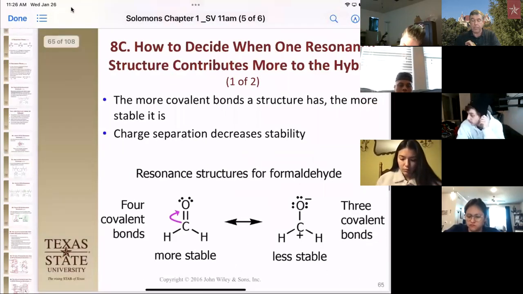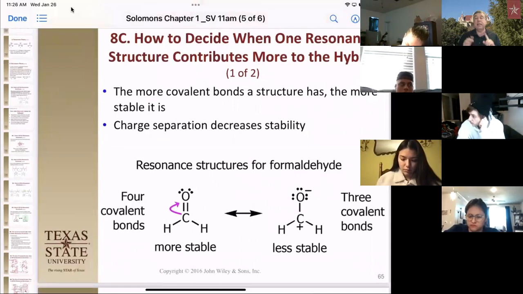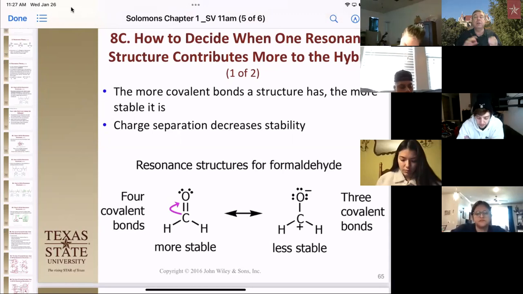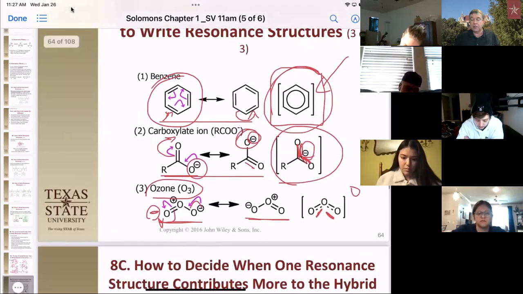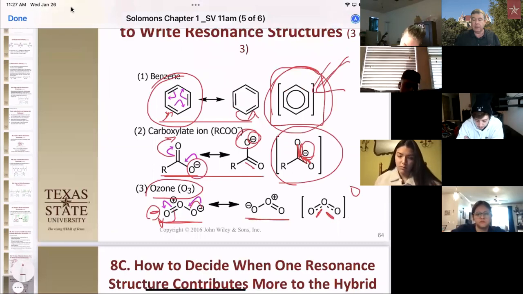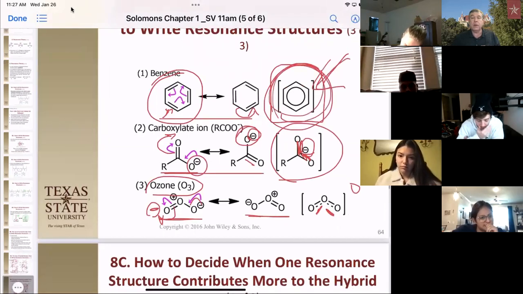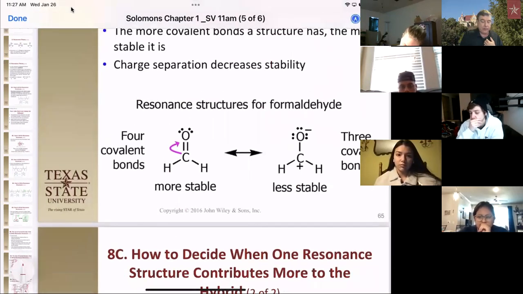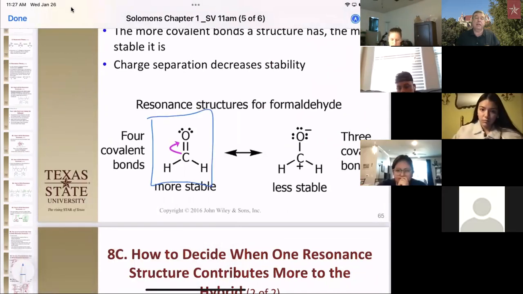Okay, so I said that sometimes, even though they're not in equilibrium, one of the resonance structures contributes more to the hybrid. So instead of being a perfect circle, like up here in the case of the benzene ring, we don't have that perfect symmetry of the system. In this case, we have a neutral molecule and everything has an octet. So it's more stable, 4 covalent bonds and no charges.